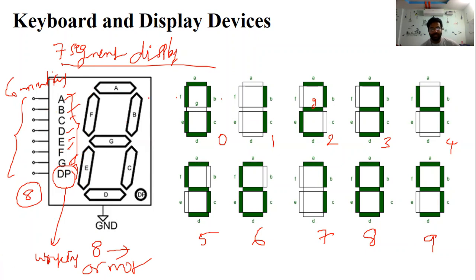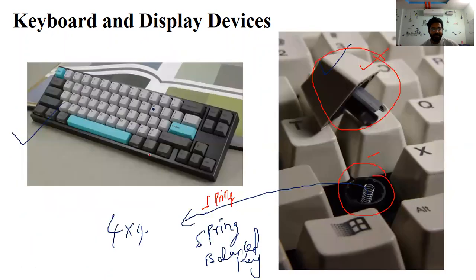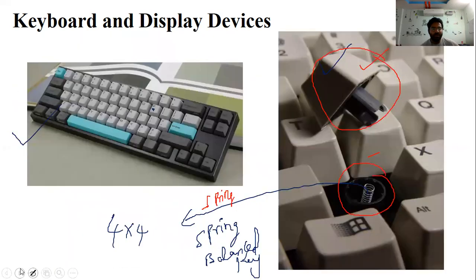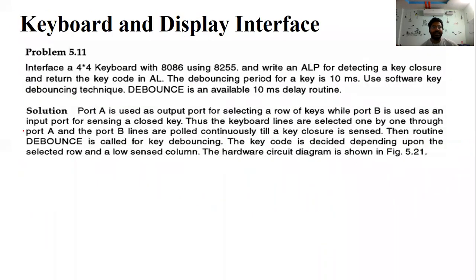So this is the 7-segment display. We are going to connect the 8255 PPI. Now this is the keyboard structure. First of all, you want to see how this keyboard is connected to the 8255 PPI. For example, consider this problem: interface a 4x4 keyboard with the 8086 microprocessor using the 8255. You write some programming to connect the display.